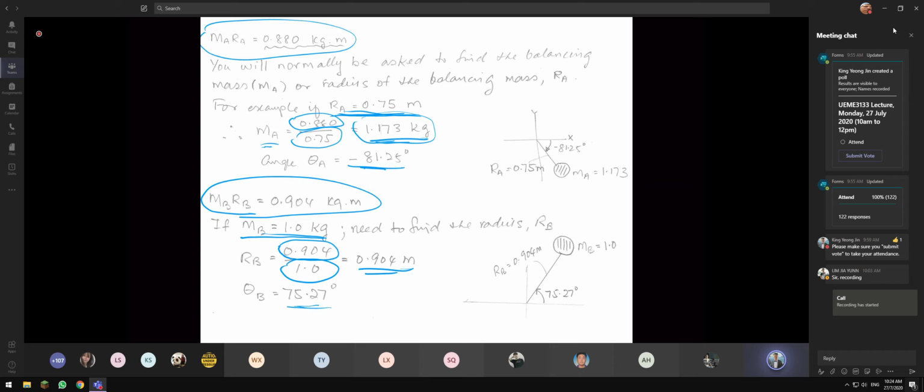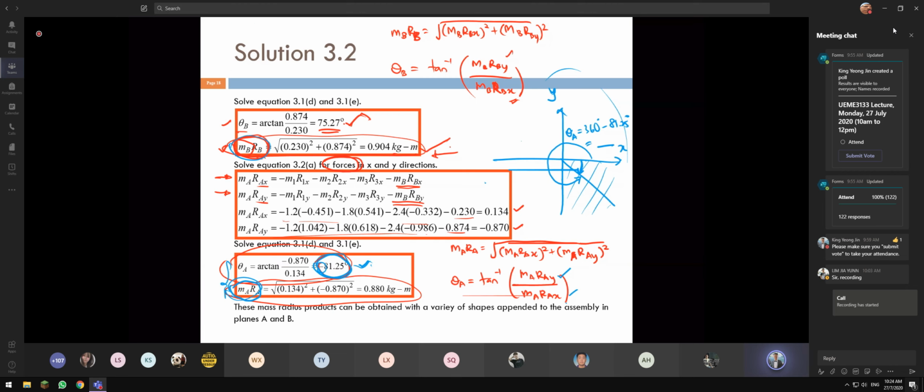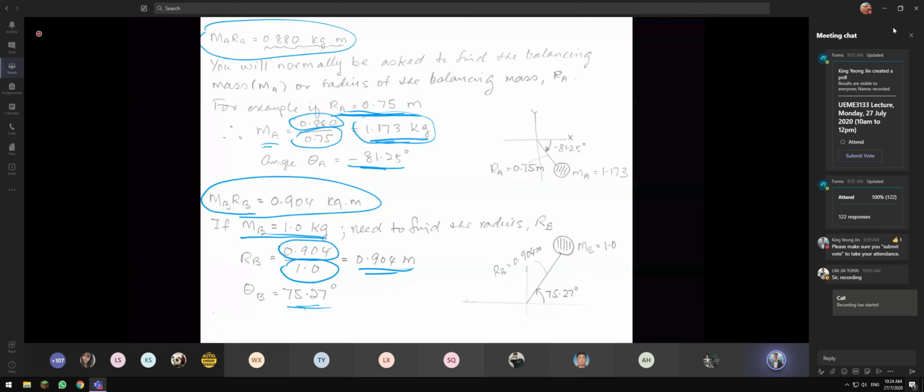So the angle will not change. The angle is still 75.27, which is what we calculated from the formulas we have. Right. So this is actually what happens in real life also if we are doing the balancing.